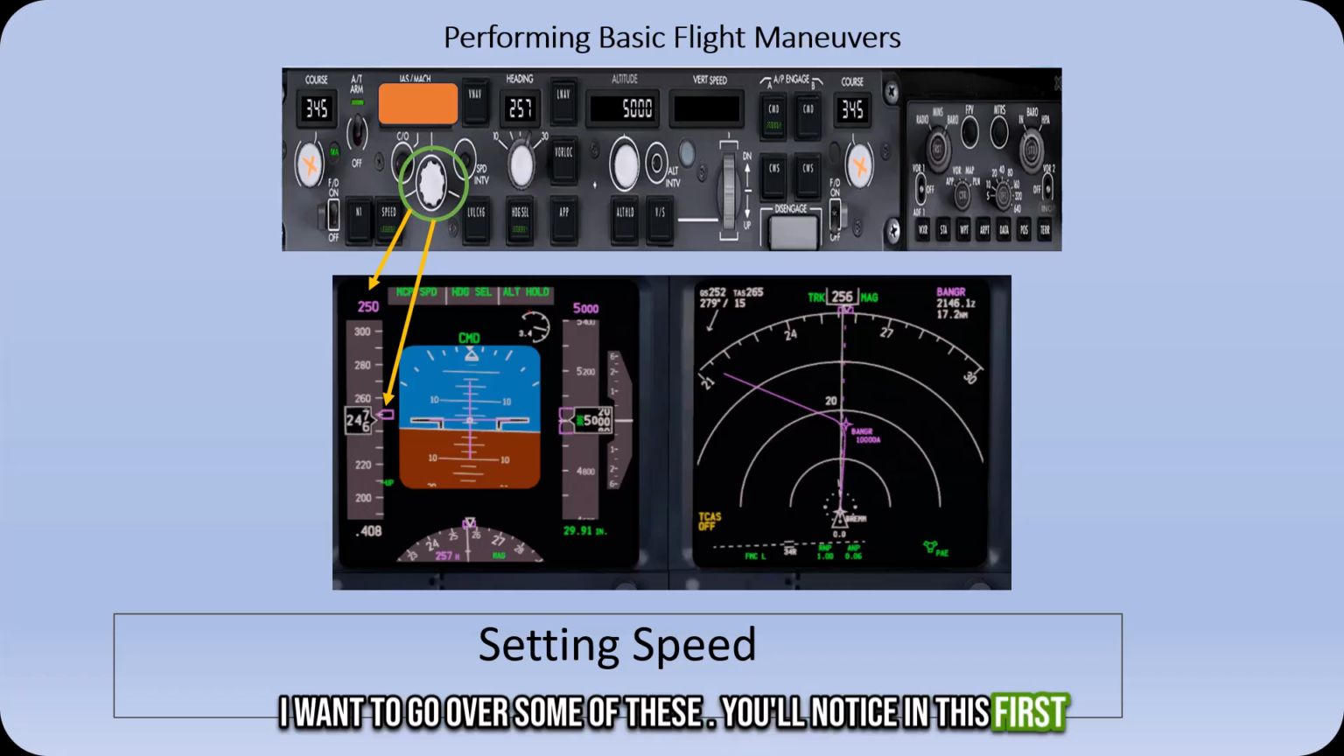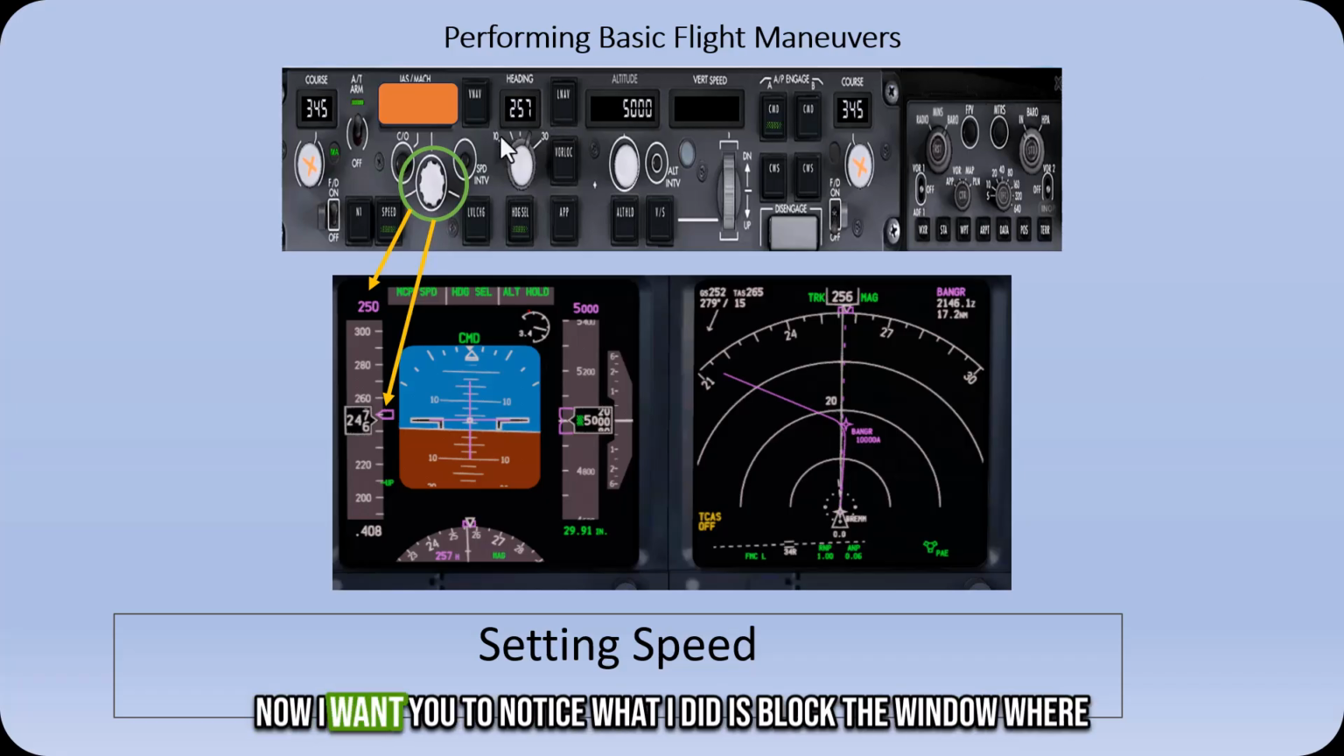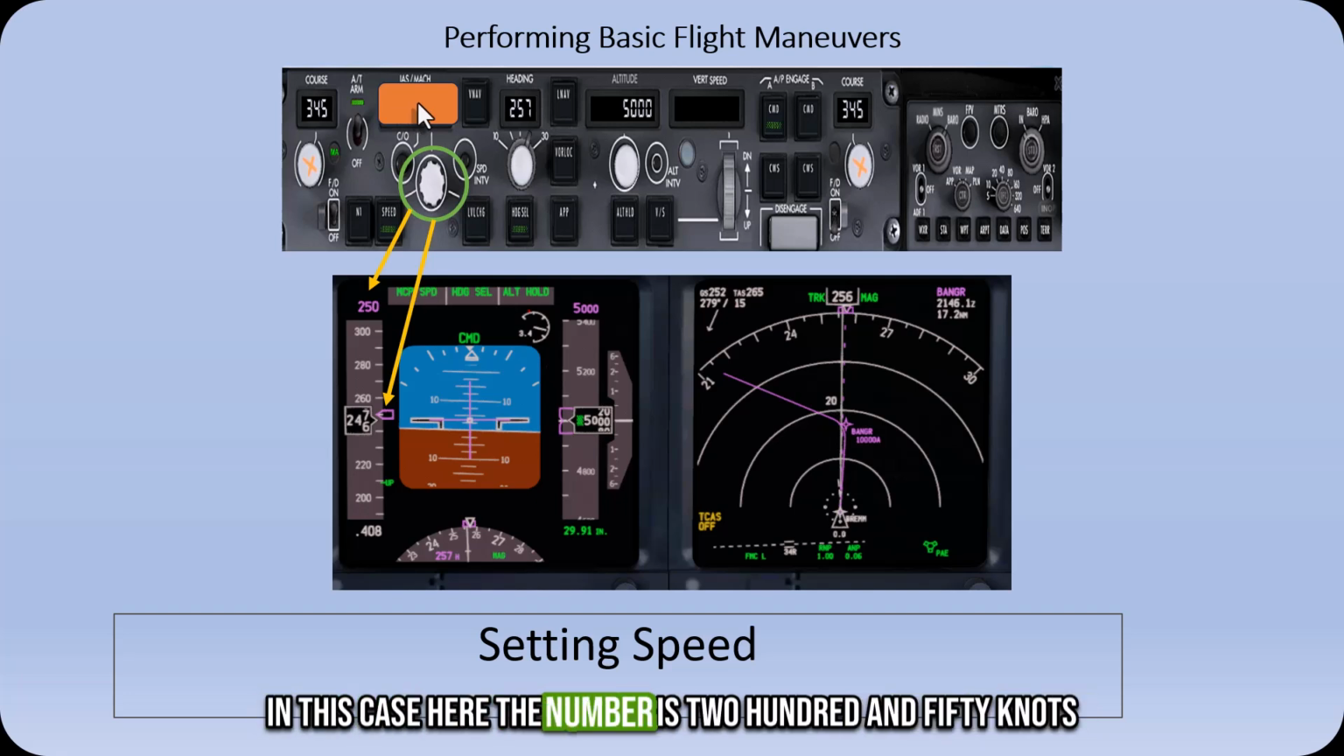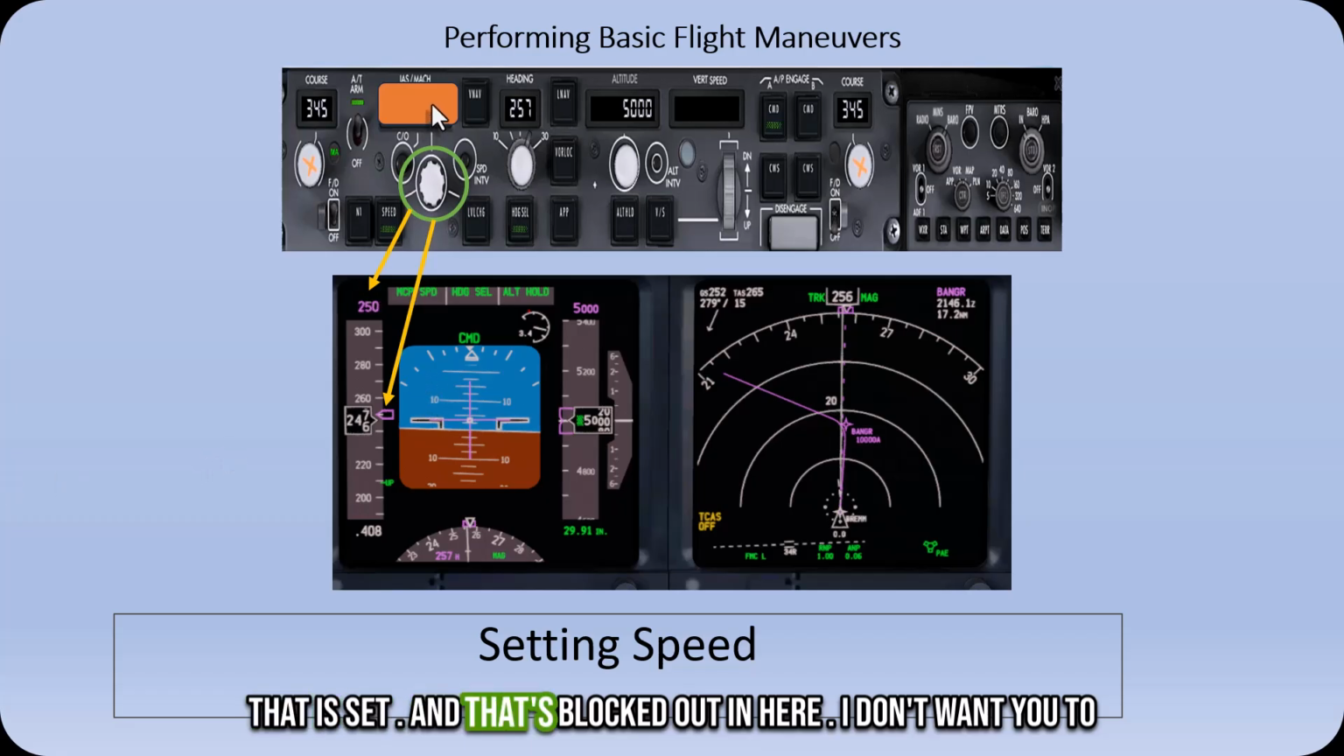You'll notice in this first slide here, we're going to talk about speed, setting speed. Now I want you to notice what I did is block the window where, in this case here, the number is 250 knots that is set, and that's blocked out in here. I don't want you to see that.